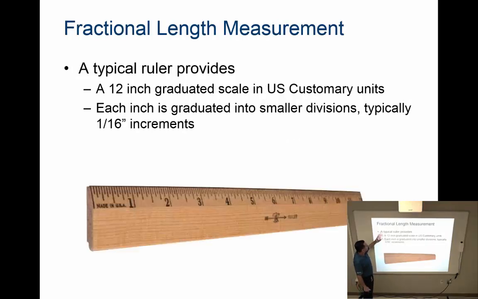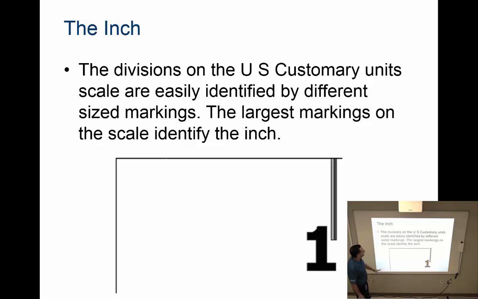So a typical ruler has 12 inches that are graduated into smaller units, and typically these are going to be 16th of an inch increments. Sometimes it'll be a little bit smaller. Sometimes between, let's say, the 0 and 1, it'll go down to 1/32. So 1/16 is fairly standard. So if I look at the distance between my 0 or starting point on my ruler and my 1 inch, I want to figure out what each of those little lines represents.